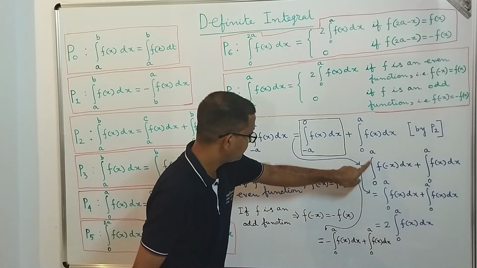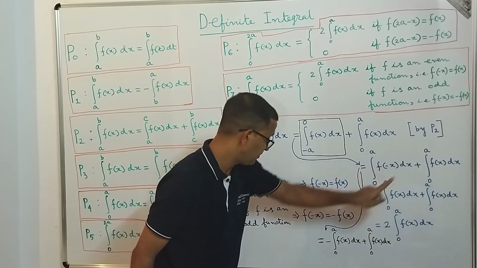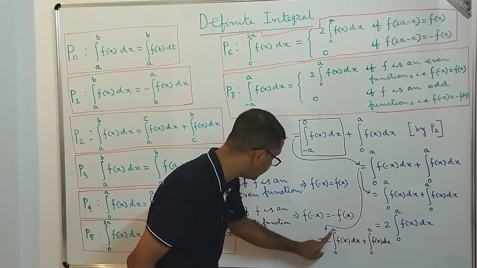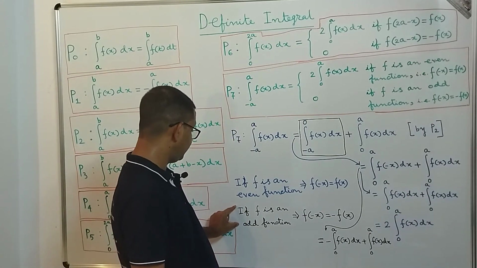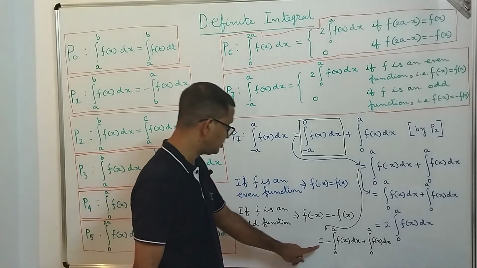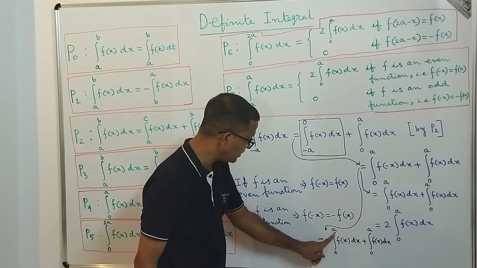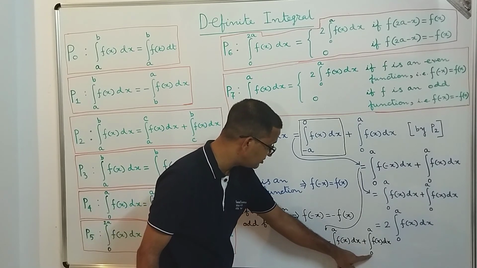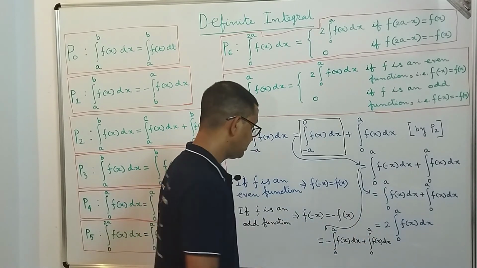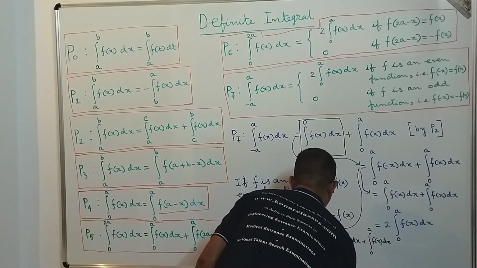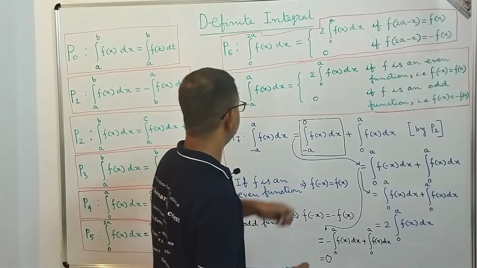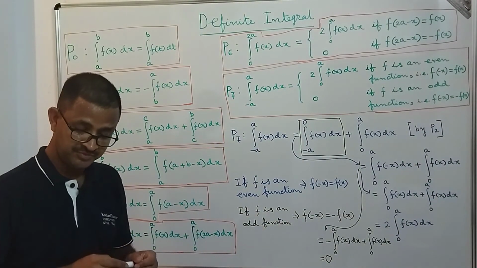0 to a f minus x dx is equal to minus 0 to a fx dx, because f of minus x equal to minus fx, as in this branch f is an odd function. So you get minus 0 to a fx dx plus integration 0 to a fx dx. So that becomes 0. Okay, and we are done with the proof of the second branch of this property 7.